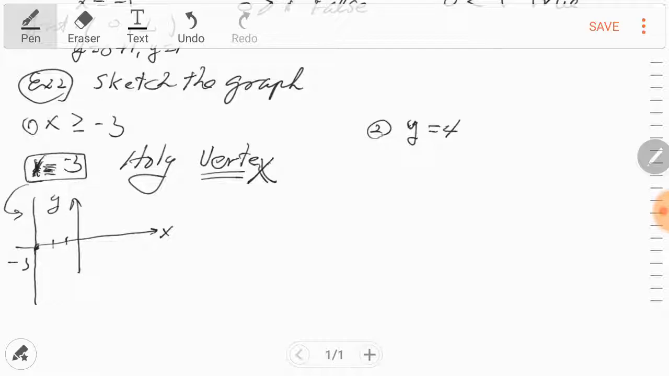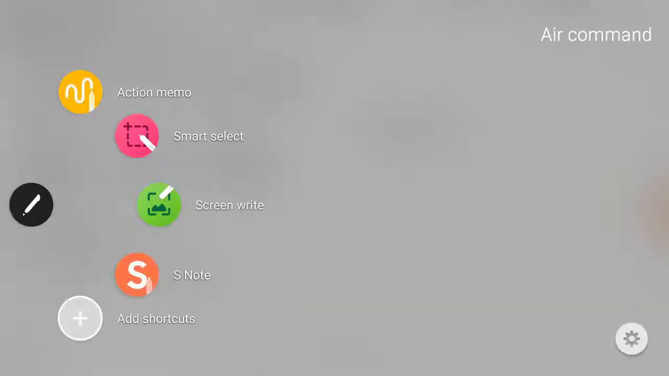Now, the solution is either the left or right side of the line. So let's check any point. Let's check this point, x equals 0. If x equals 0, then is 0 greater than -3? Is it true?